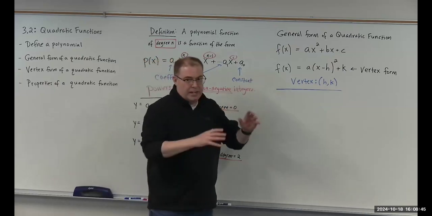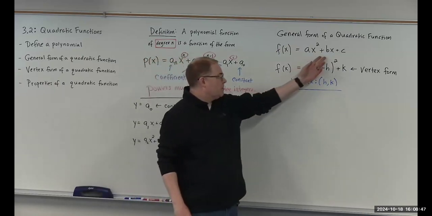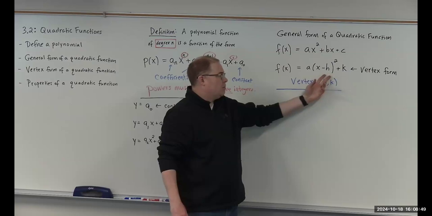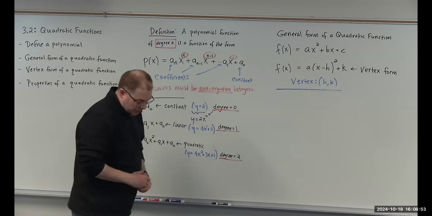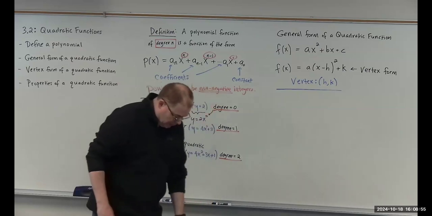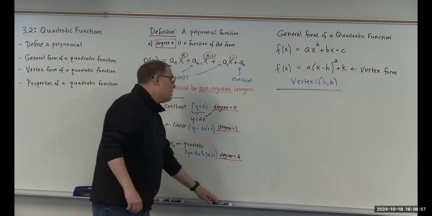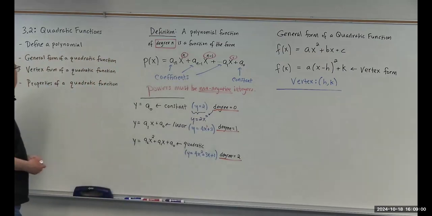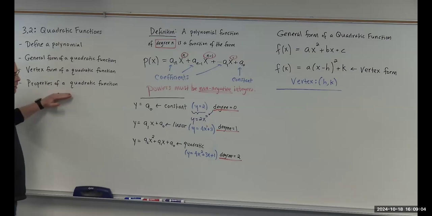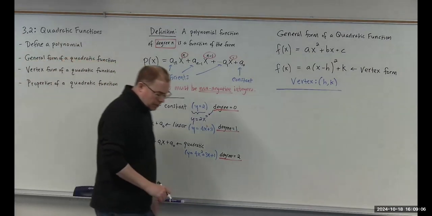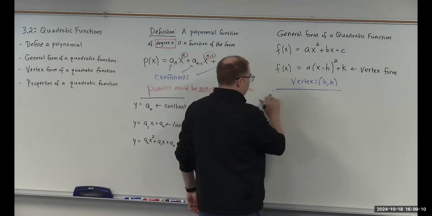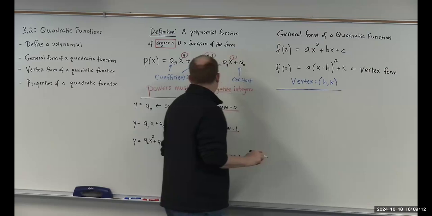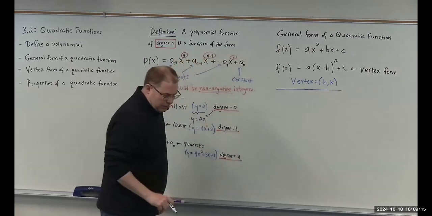Like I said, we're going to look at a very specific example of this, and then we're going to rewrite it in this form. Once we do that, we can easily identify the vertex. All right. So let's go through some of the properties and then we'll start to go through some examples here. Let's do that over here.